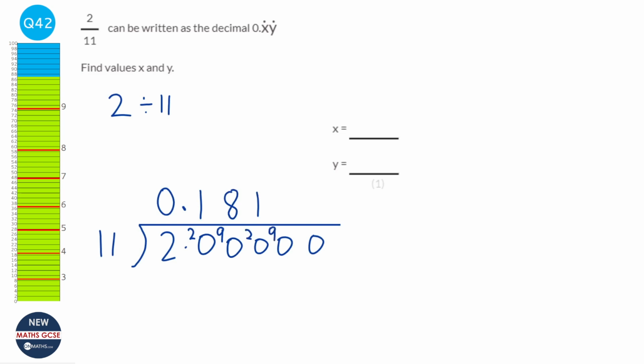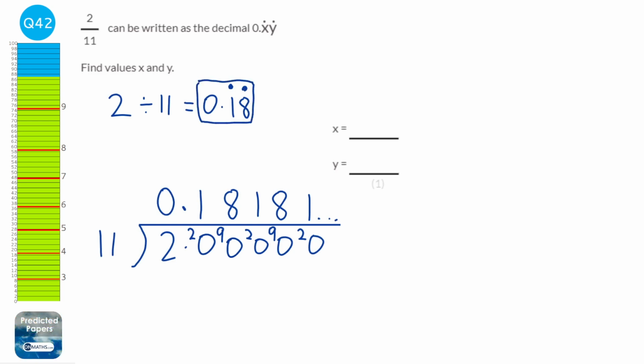We can see a pattern going on here. 8, carry the 2, and 1. So you can see that this is just going to keep going on forever. So 2 divided by 11 is 0.1818, and the 1 and the 8 are just repeating forever. And the way we show that is with a dot above them. And so when comparing this to the bit in the question, our x value will be 1 and our y value will be the 8.